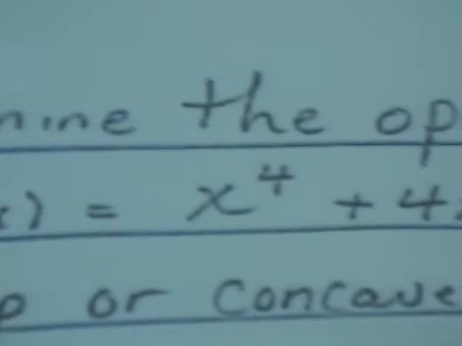What's the derivative of this? 4x cubed plus 12x squared minus 10. That's the first derivative. Now take the second derivative. 12x squared plus 24x.